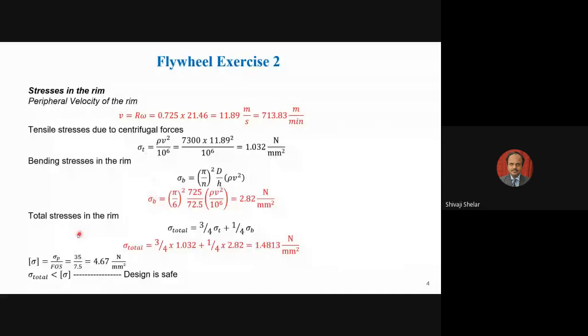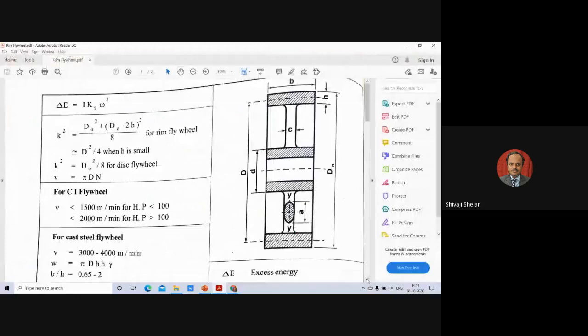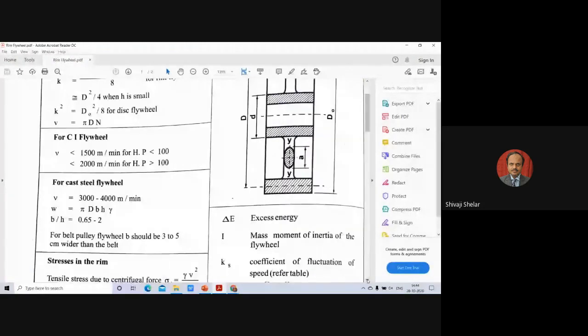The formula here is sigma total is equal to 3 by 4 sigma t plus 1 by 4 sigma b. These formulas are given in the data book. I will show how these formulas are given in the data book, so you can refer to this formula. These formulas are given here. Yes, this is the formula here.